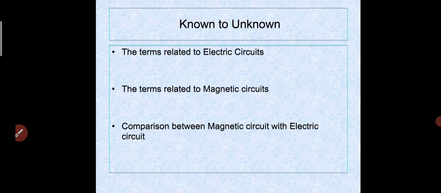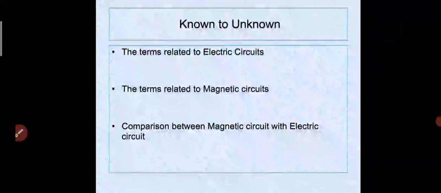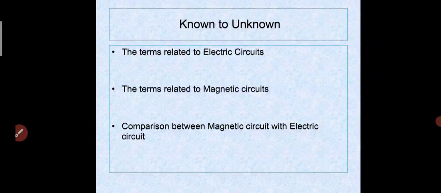Now to the unknown. First one, the terms related to electric circuits. Second one is the terms related to magnetic circuits. Third one is comparison between magnetic circuit with electric circuit.